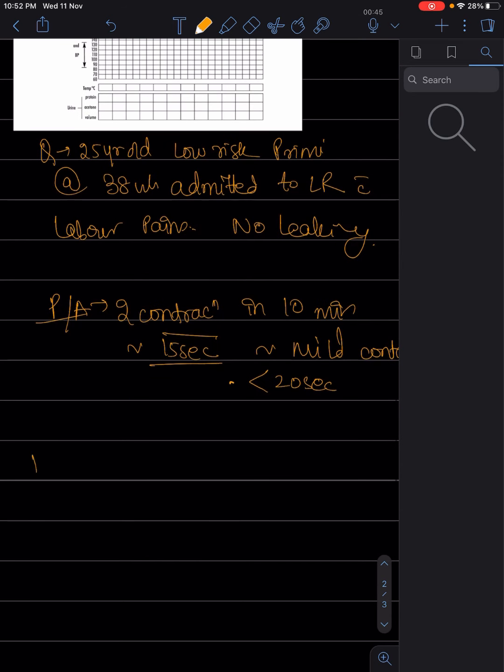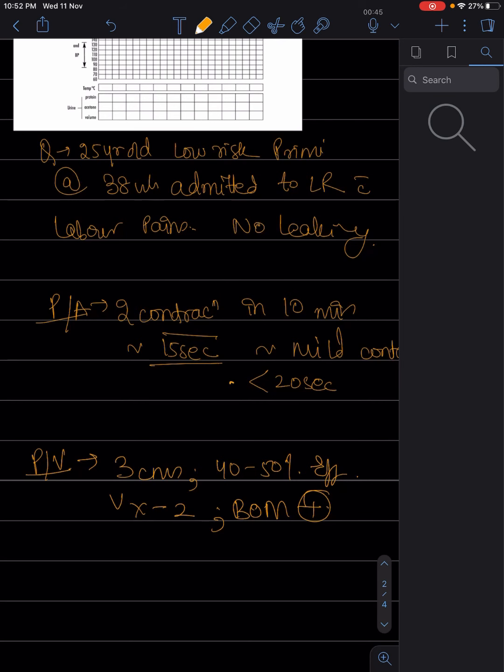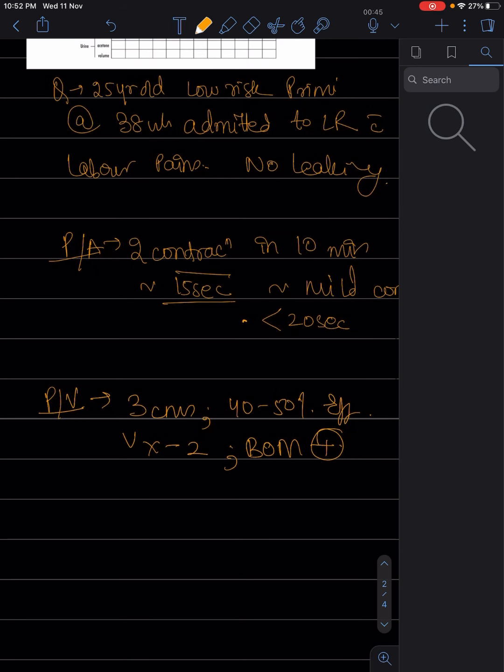Now, supposing you do her PV to check for her Bishop score, and it is 3 centimeters, 40 to 50% effaced. Vertex is -2 and you can feel a bag of membranes present, right? So what will you do? My question is, what will you do?